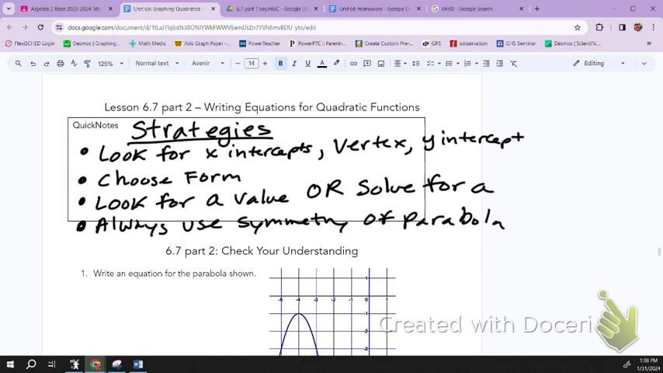Right now we're going to do 1, 2, and 3 in the check for understanding. I want you to look at these strategies. I want you to ask yourself, what are we starting with? Do we know the vertex? Do we know the intercepts? What form should we write it in? Can we find the a value? So with your group, I want you to do 1, 2, and 3.